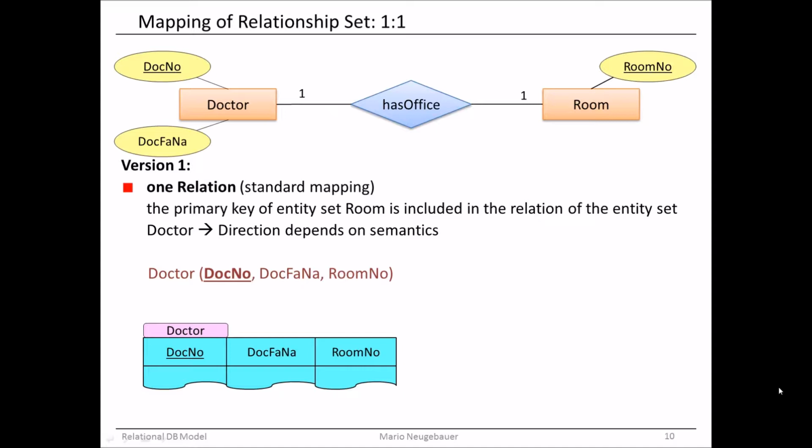One case for the mapping from an entity relationship model into a relational database model might be that we have a one-to-one relationship set. Like here, the doctor on the left side is somehow connected to a room. Let's say the doctor is assigned to one room, and one room is there for only one doctor. So a doctor has one room, not many rooms where a doctor can work, and in a room only one doctor works or has an office, like here.